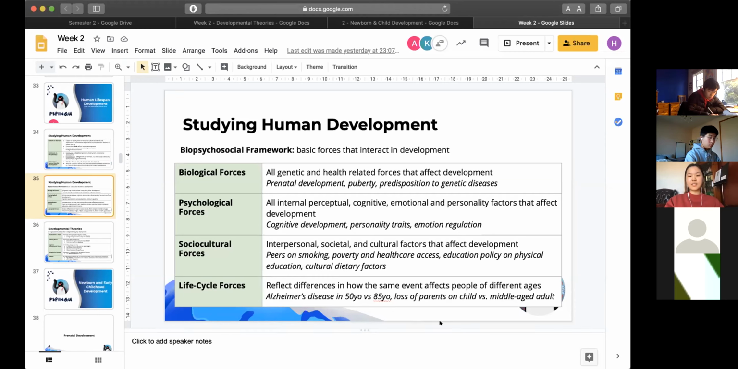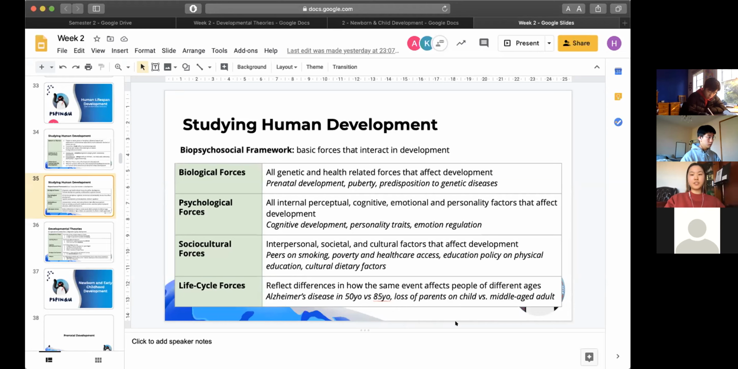Socio-cultural factors are what we would call environmental factors. Interpersonal, societal, and cultural factors are all included in this group. And then lastly, we have life cycle forces. Basically, that's how the same event will affect people of different ages and of different groups. You can see that in the example here.